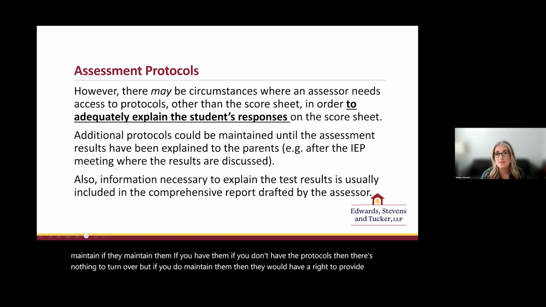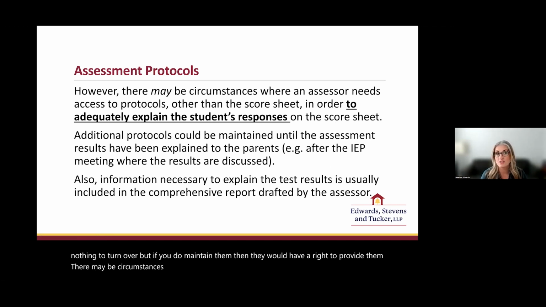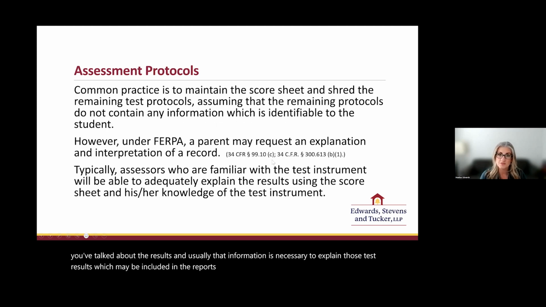But if you do maintain them, then they would have a right to them. There may be circumstances, remember, where an assessor needs to access those protocols other than the score sheet in order to adequately explain the student's responses on the score sheet. So generally, our recommendation is to maintain those protocols until the assessment results have been explained to the parents, so after an IEP meeting where you've talked about the results. And usually that information is necessary to explain those test results, which may be included in the reports that are drafted by the assessors.